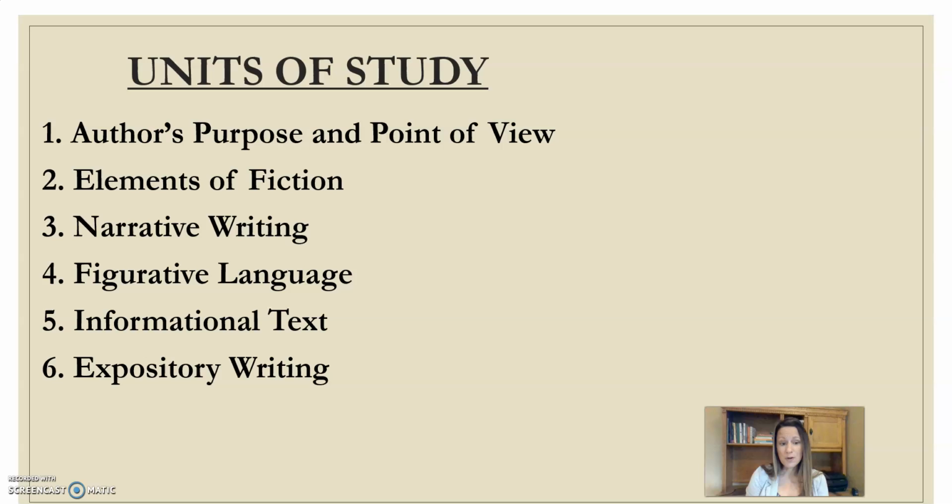Fifth is informational text. In the informational text unit, we will be building a lot of background knowledge with articles about the Holocaust to help your student to be able to better understand the historical fiction novel that we're going to read as a class. And then finally, the last unit of study is expository writing. So after we spend a good bit of time learning about informational text, they will be able to apply what they've learned to their informational or expository writing.